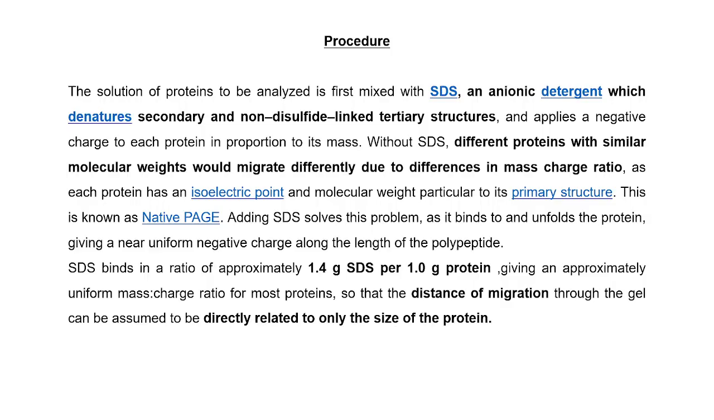So without SDS, the different proteins with similar molecular weights would migrate differently due to differences in the mass to charge ratio, as each protein has its own isoelectric point and molecular weight particular to its primary structure. So this is a native page. SDS binds in a ratio of approximately 1.4 grams SDS per 1 gram of the protein. Approximately uniform mass to charge for most proteins, so the distance of migration through the gel can be assumed to be directly related to only the size of the protein.